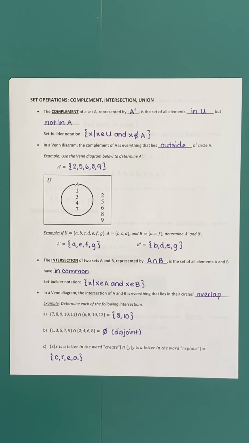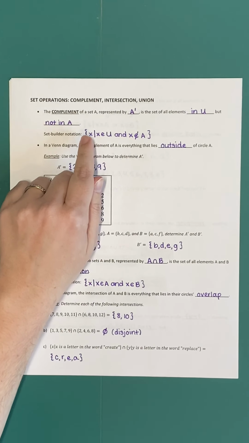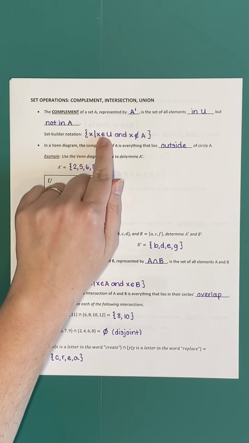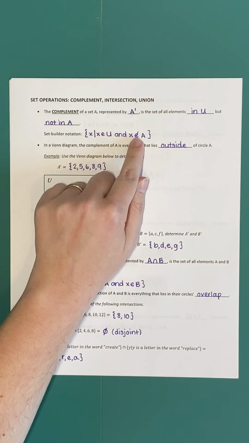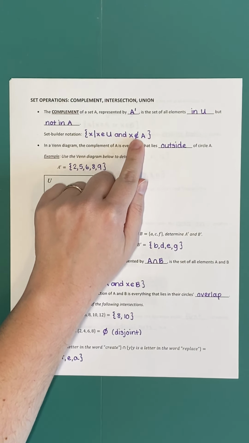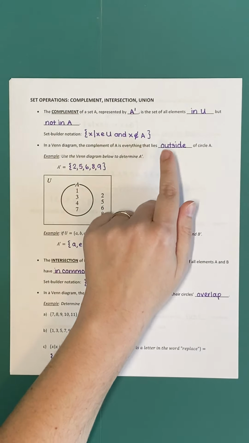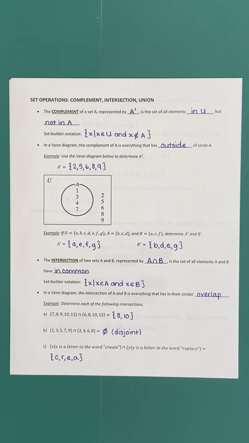They're in U, somewhere in the diagram, somewhere in the rectangle, but they're not in the set A. The way we would write this in set builder notation is all X such that X is an element of U, contained in U, and X is not an element of A. Anything that's anywhere in the diagram but not within the circle for A makes up the complement for A. So in a Venn diagram, that's everything outside of the circle A.